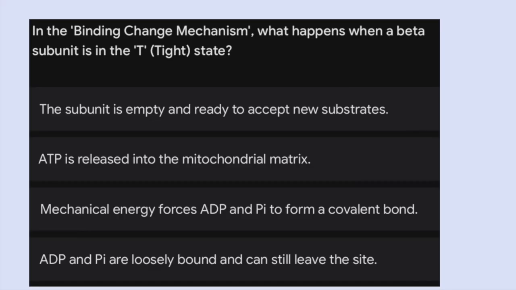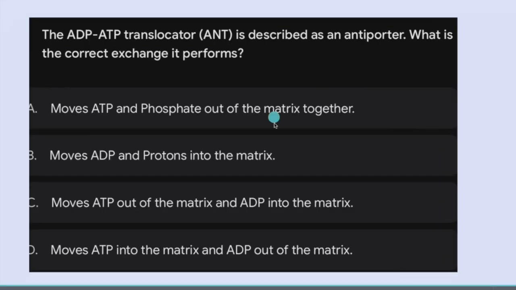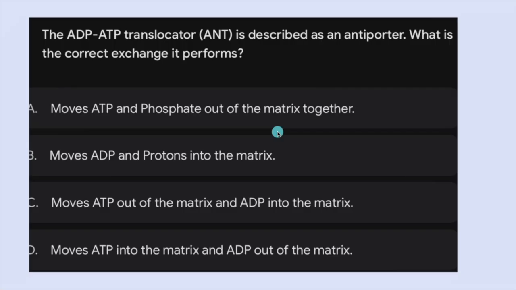I think maybe this is the last one. We're done, guys. These are just questions for revision. Okay, this is the last question. The ADP and ATP translocator is described as an antiport. What is the correct exchange it performs? We talked about the movement of ATP. We said when ATP is synthesized, it's going to go to the matrix, right?